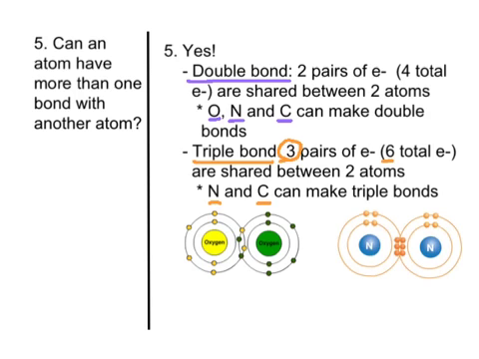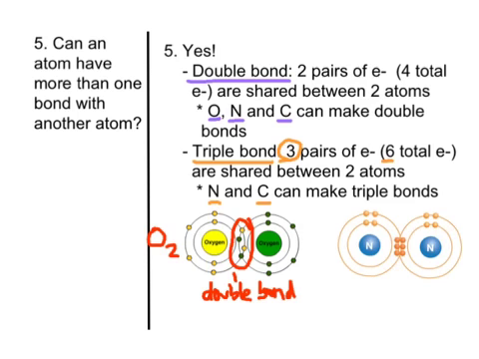Now if we take a look here at our drawings, this is O2. Since we hooked up two oxygens together, we can see that each oxygen atom is sharing two of its electrons to make a double bond right here. So we've got two orange ones from the orange oxygen and two green ones from the green oxygen. It's four electrons total being shared in this double bond.